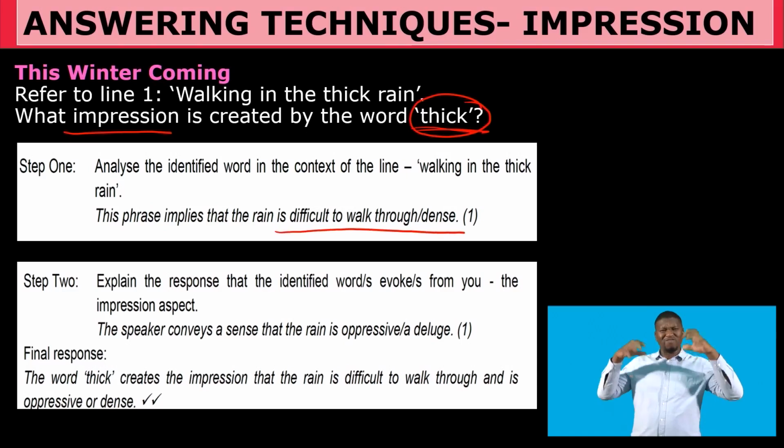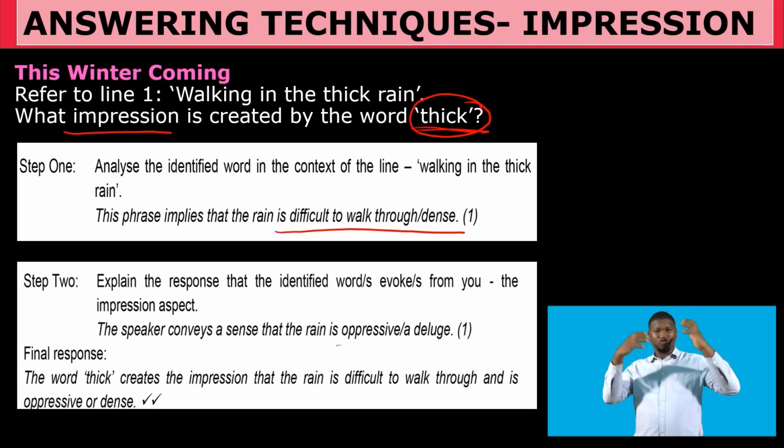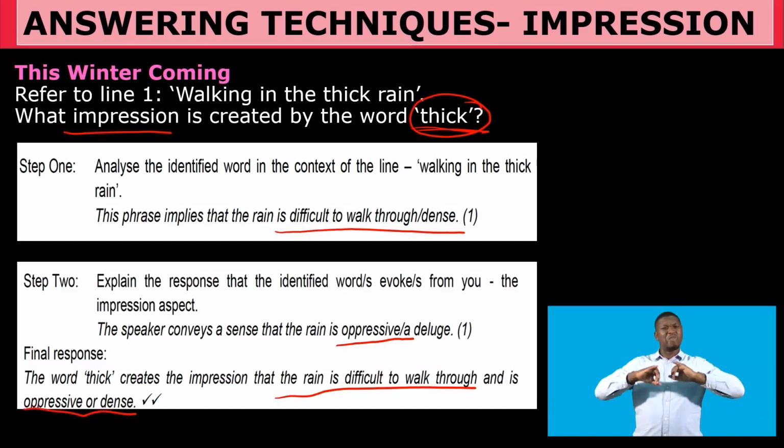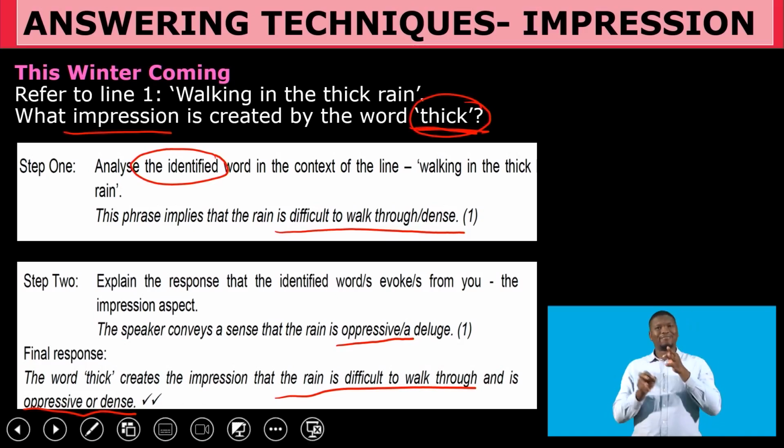It is dense. Step 2. Explain the response that the identified word evokes from you. The impression aspect. The speaker conveys a sense that the rain is oppressive. The word thick creates the impression that the rain is difficult to walk through and is oppressive or dense. And that will score you your 2 marks. So remember, step 1, you have to analyze the identified word. In this case, it would be thick. And then step 2, you have to say, what do you feel when you hear or see this word? What impression is created from it?